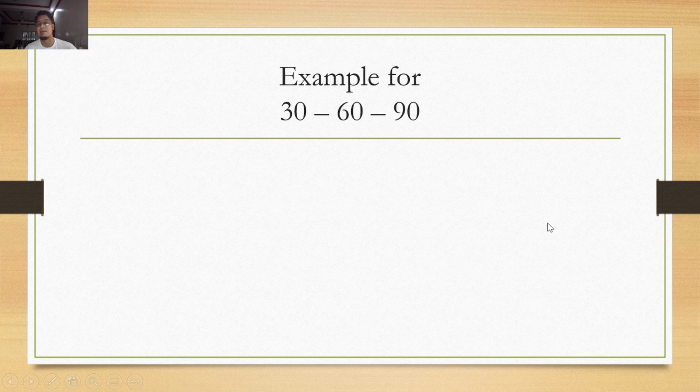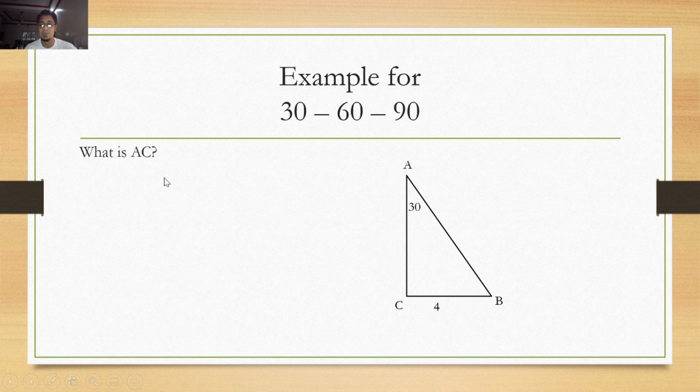Tingnan natin. Example natin sa 30, 60, 90. Ito yung given. Now, I have put 4. Ang una natin gagawin, hanapin natin yung bawat sides. What is AC? Asan yung AC? Ito. Okay? Ang given 4. Ang sabi sa atin, ito, opposite ng 60 degree angle is equal to the measure of the shorter leg times square root of 3. So just by looking, 4 square root of 3 ang sukat dito.